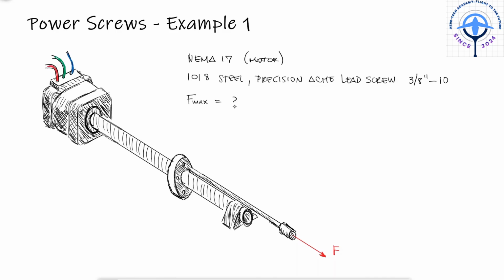This is the first example for the power screw's main video, link below. In that video we learned that the linear force that a nut wrapped around the power screw can develop in the direction of the axis of the screw depends on the torque that the screw is subjected to.